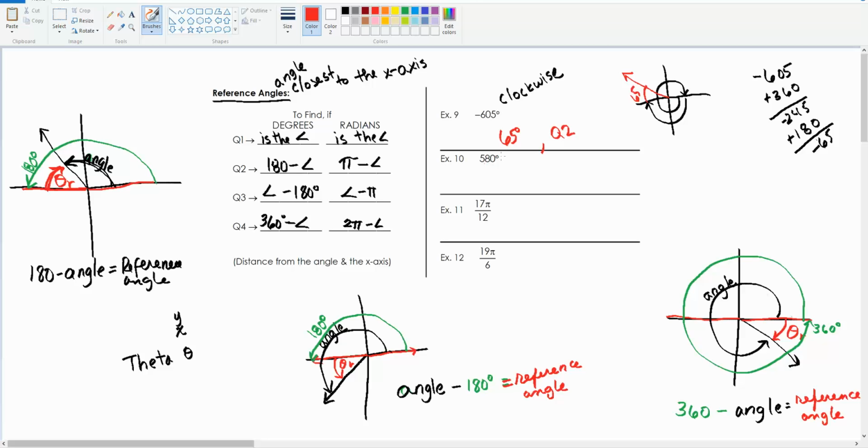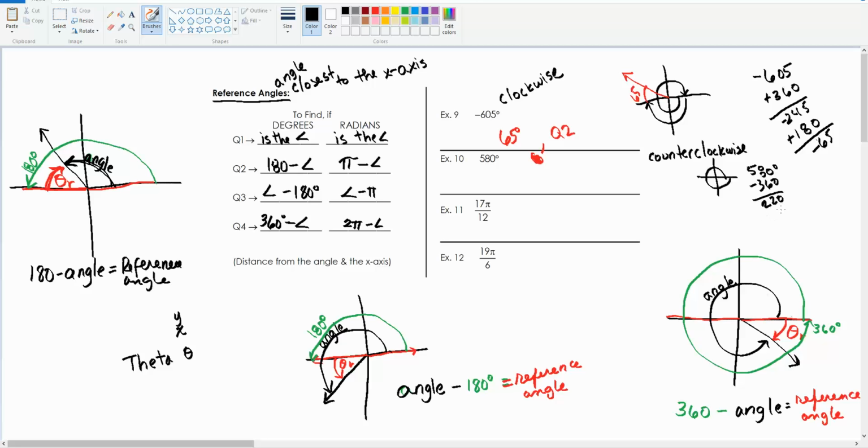All right, let's do this again. This is 580, so that means I went counterclockwise. And it may not be so evident. It might be for some of you, but how many times did I go around the circle? All right, so I've got 580 degrees, right? Let me take away 360 degrees because I went around the circle once. So 580 minus 360 gives me 220.